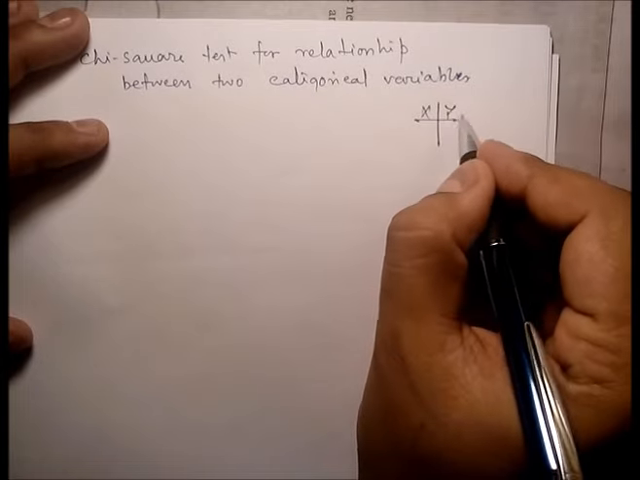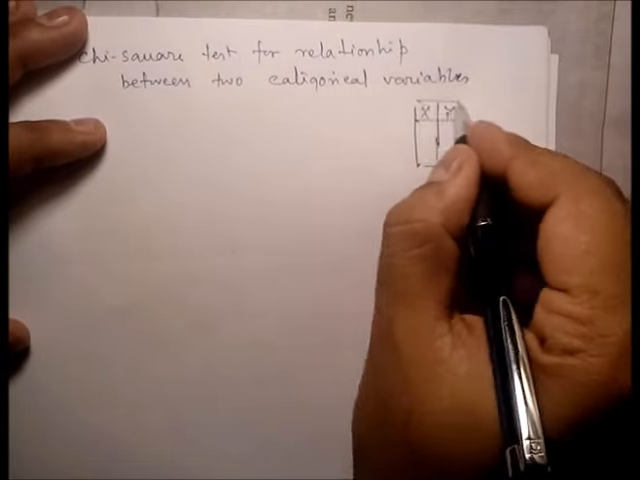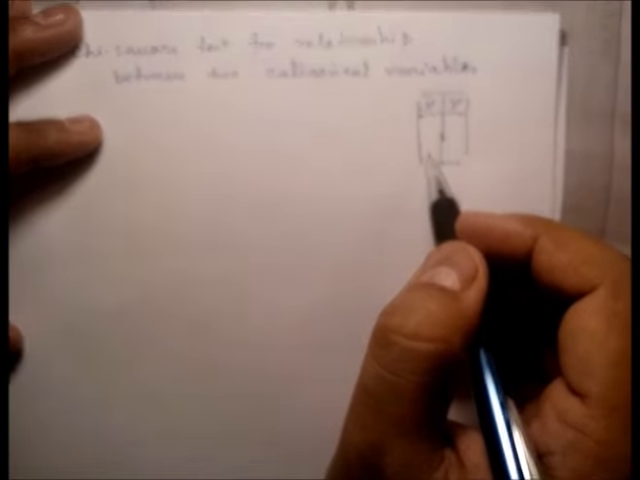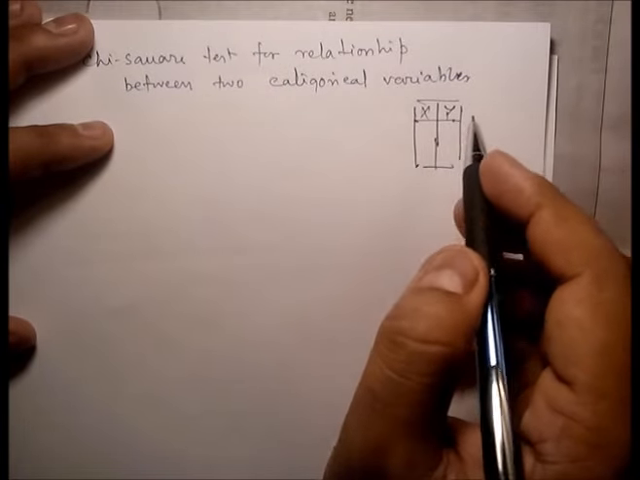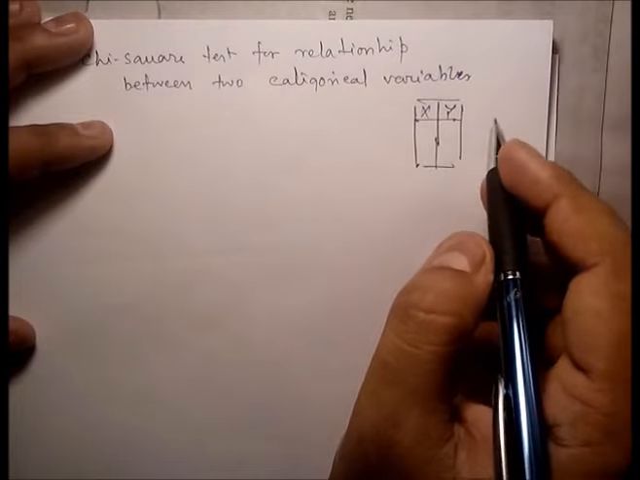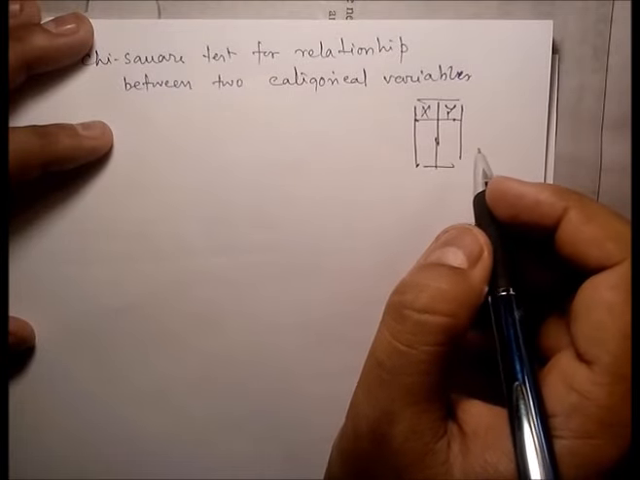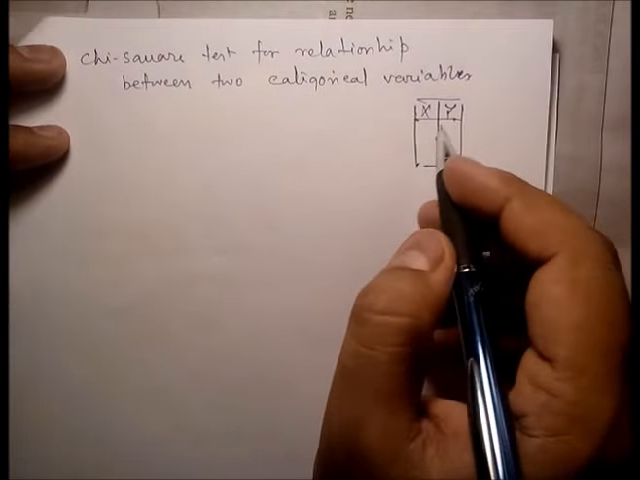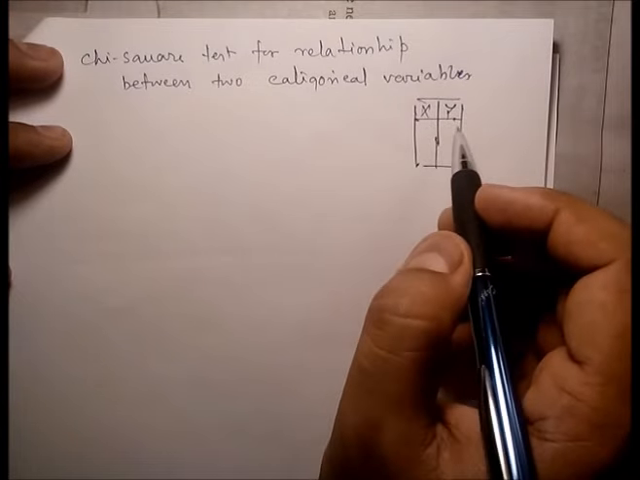observe the relationship between two numerical variables x and y. Okay, now but if x and y are categorical, then we cannot apply correlation coefficient. In this case, we have to apply chi-square test to know the relationship between the two variables.